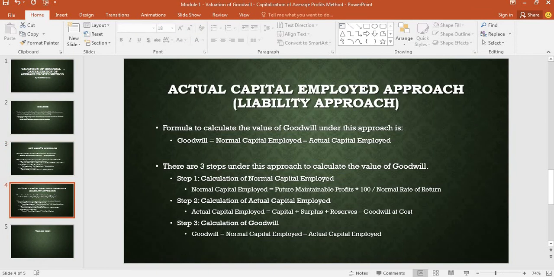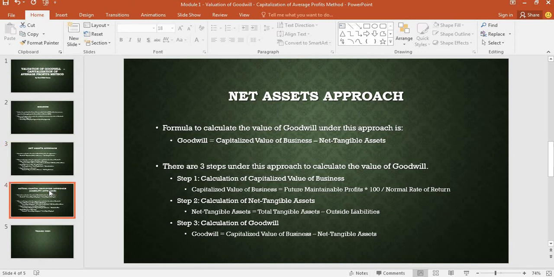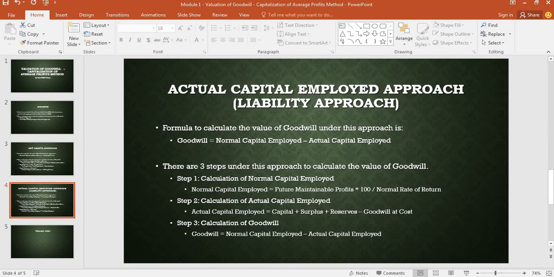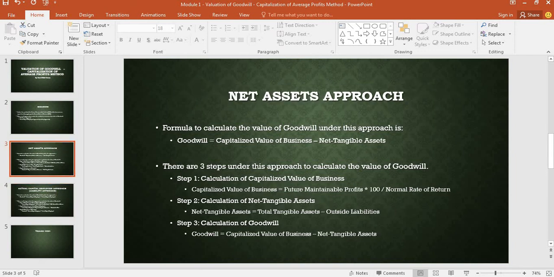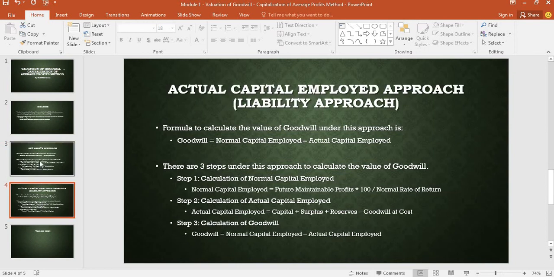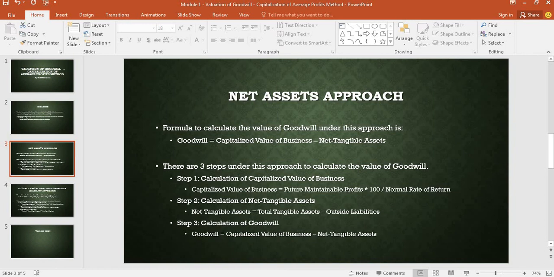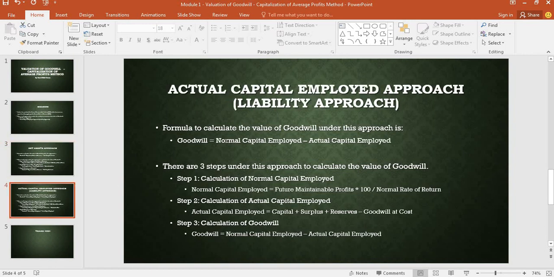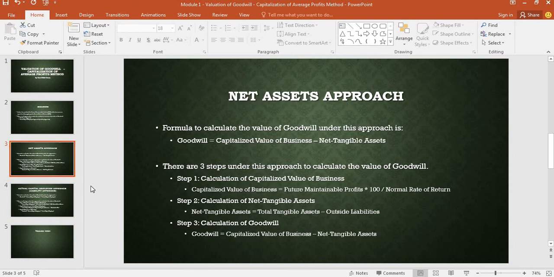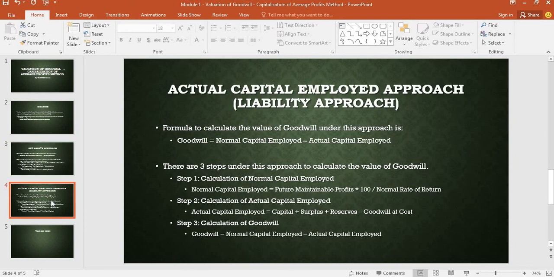The formula to find out value of goodwill under this approach is goodwill is equal to normal capital employed minus actual capital employed. See, normal capital employed is the same as your capitalized value of business. See, this formula doesn't change. Future maintainable profits into 100 divided by NRR. So normal capital employed and capitalized value of business have similar formulas, so their values are one and the same.